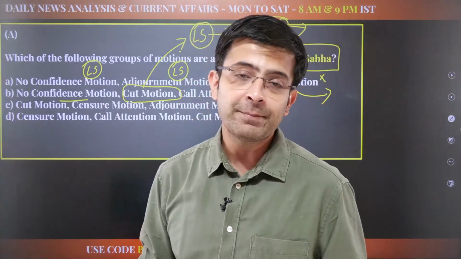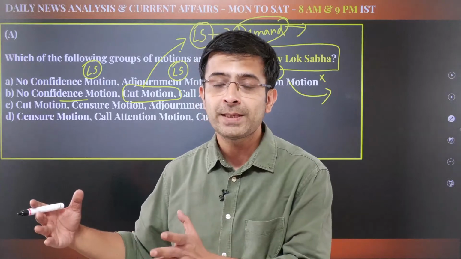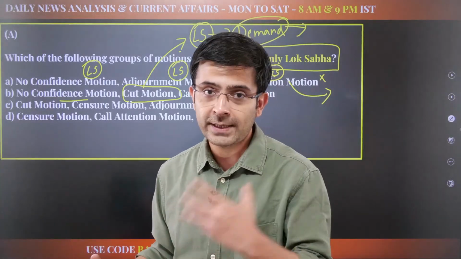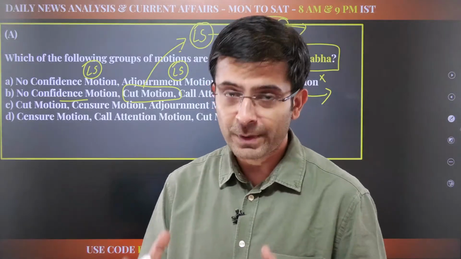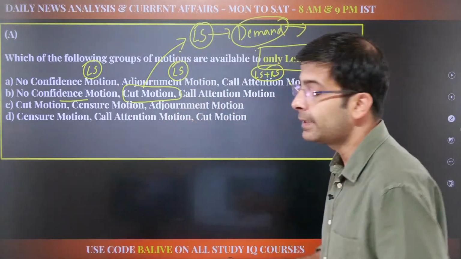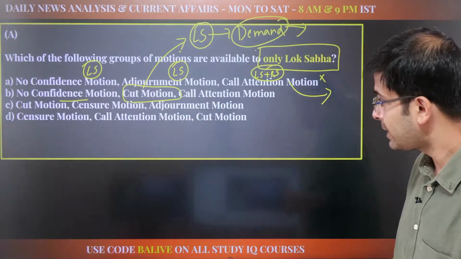So you have various types of cut motions where they reduce the amount to, say, ₹1 only, which is like a protest that I do not agree with the particular policy, which is why I'm reducing the funding to ₹1. Several other types of cut motions exist. You must be aware of those. Again, a particular right that is only invested with the Lok Sabha.